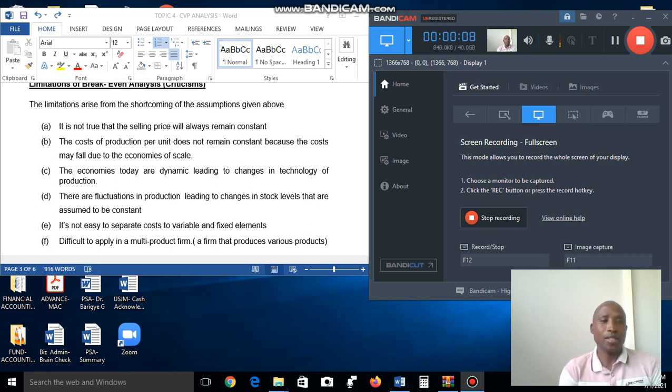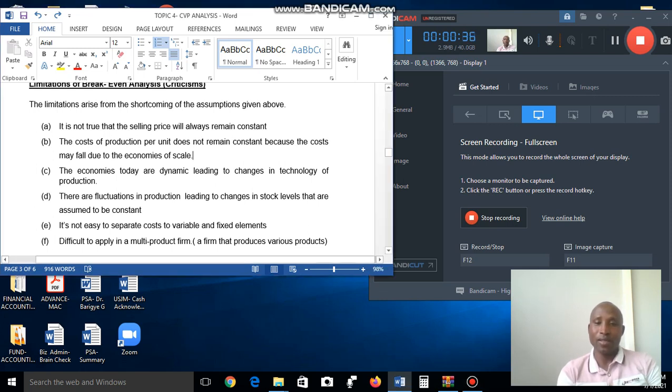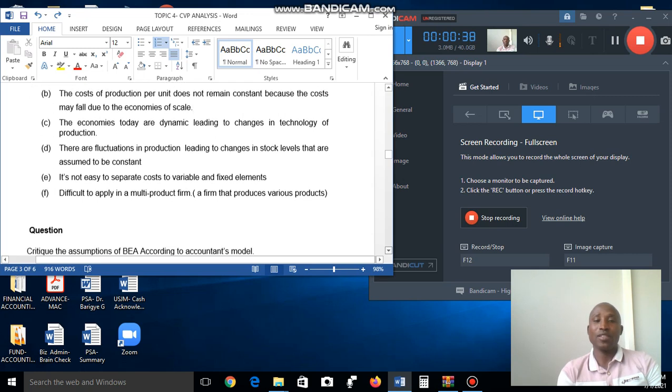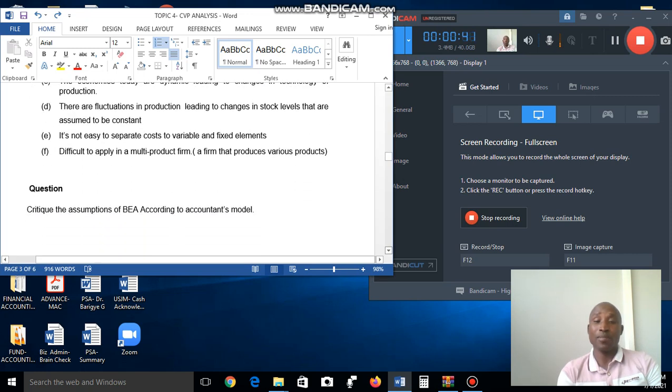We are continuing with the limitations of break-even analysis. Here, it is not easy to separate costs into variable and fixed elements. It is also difficult to apply in production farms, a farm that produces various products, because, remember, it assumes that one product is being produced, but we have very many farms that produce various products.